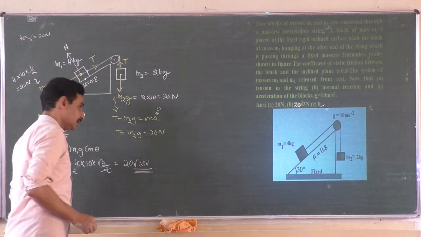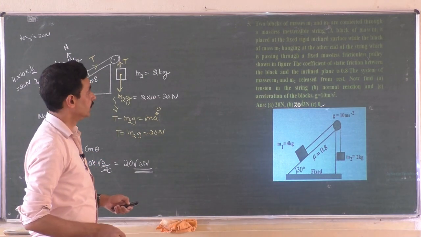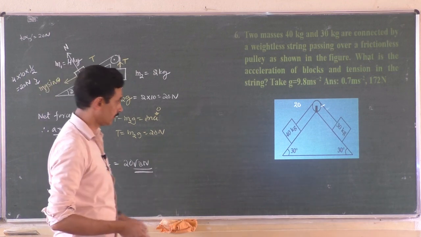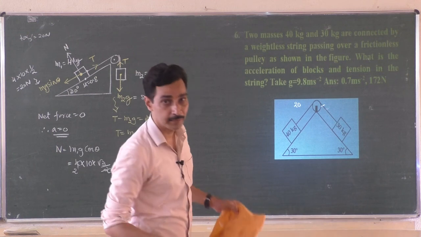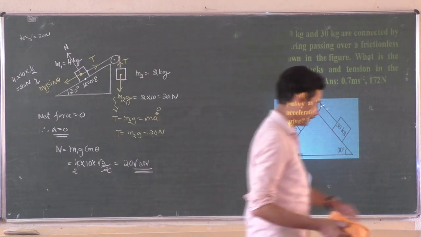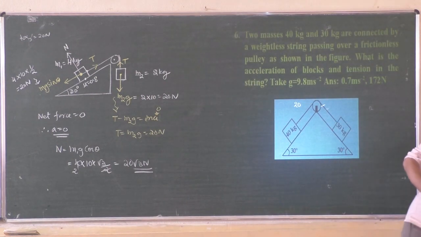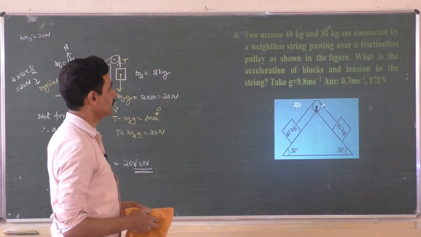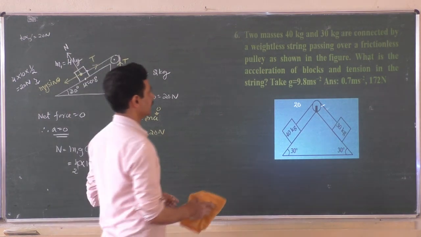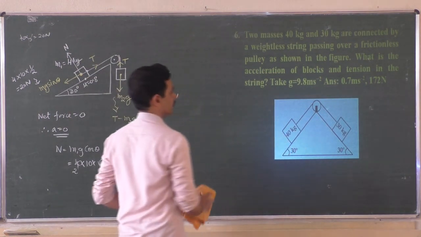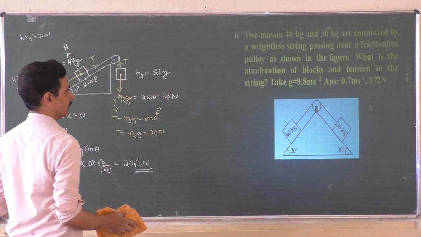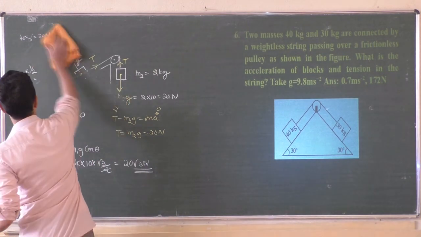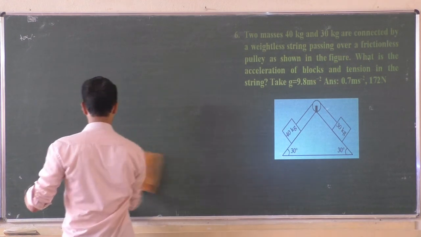Now let's move on to the next one, the sixth one, 2 masses. I think you can see this one clearly, right? Larger fonts will make you see better. So we'll make it a little darker. Now, 2 masses 40 kg and 30 kg are connected by a weightless string passing over a frictionless pulley as shown in the figure. What is the acceleration of the blocks and tension in the strings? Okay, we'll do it.